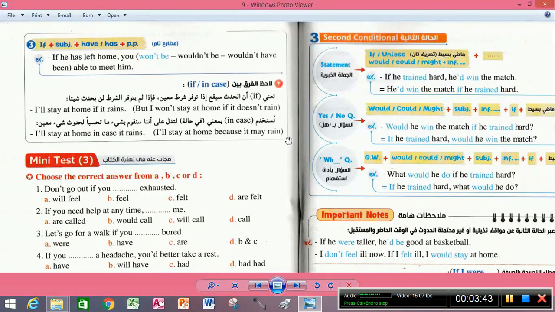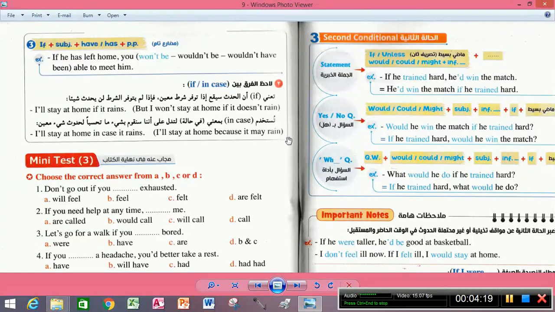Okay, we talked about unless. We said that unless means if not. We put all the rules of if with unless except the zero conditional. We put first, second, third with unless or if, but with the zero conditional we don't put unless. Guys, pay attention, because this is a very important point. Again, unless means if not, and it is used with first case, second case, and third case.